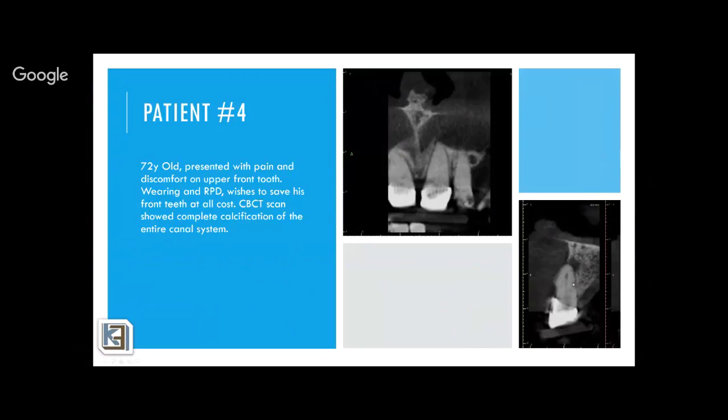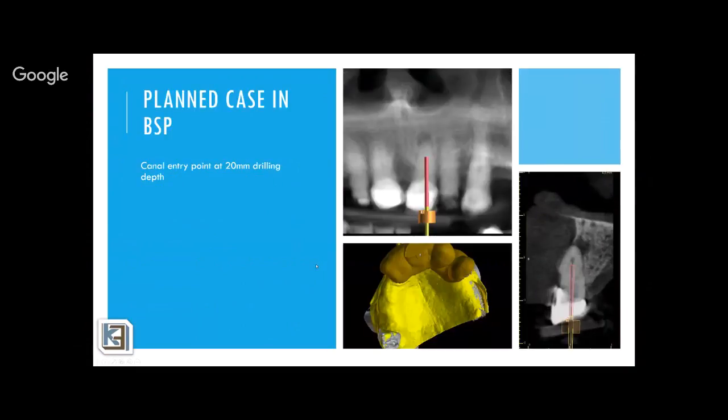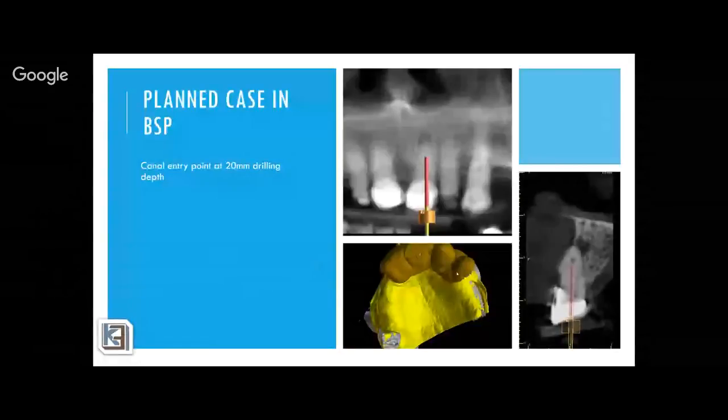The first sign of anything was right at that level down there in the apical, probably 3.5 millimeters. And this was more of a void than a canal. And you couldn't see anything beyond that. Again, I planned it in the Blue Sky Plan software and created the surgical guide.